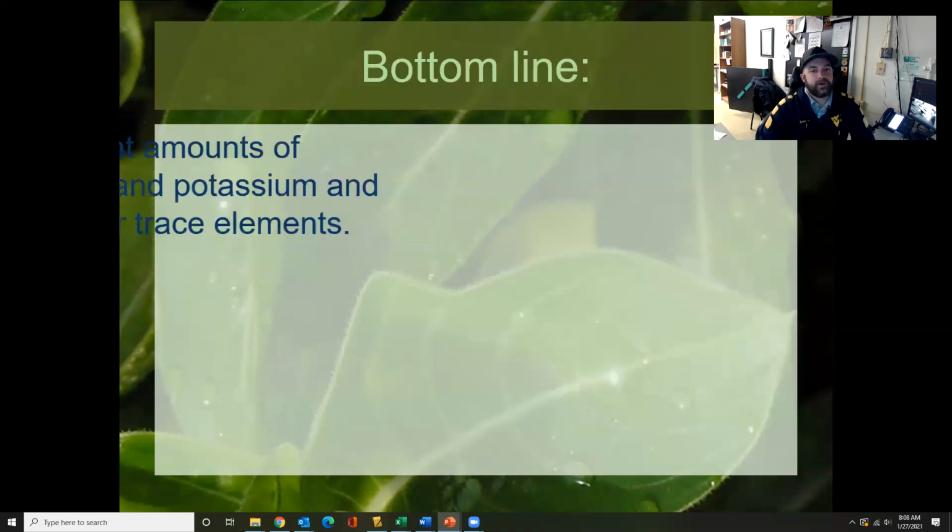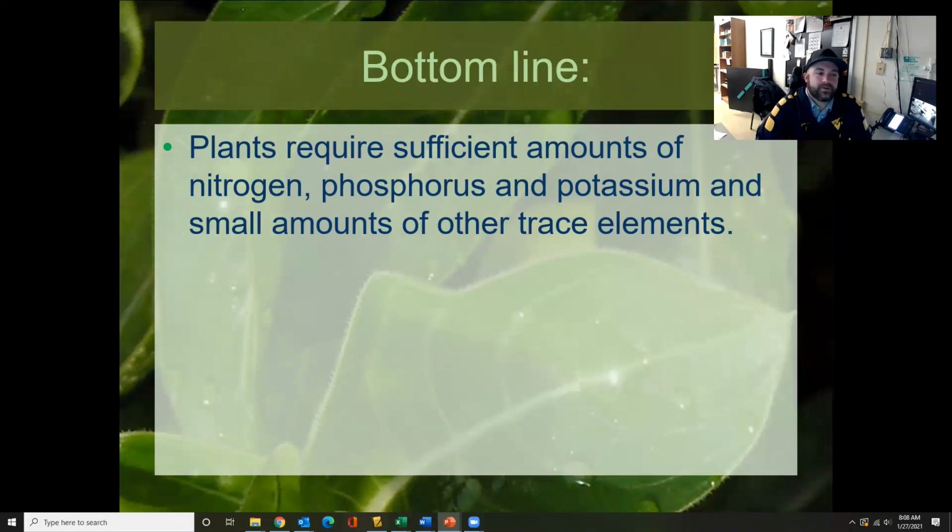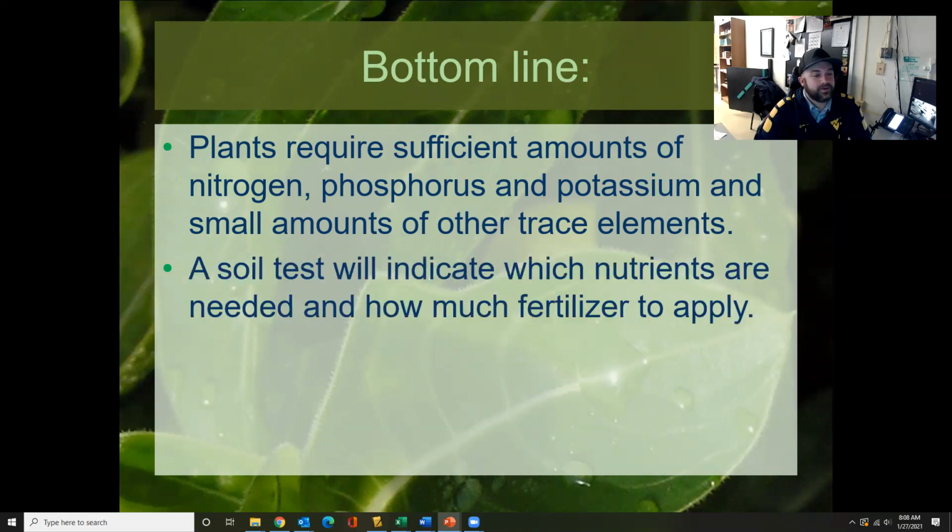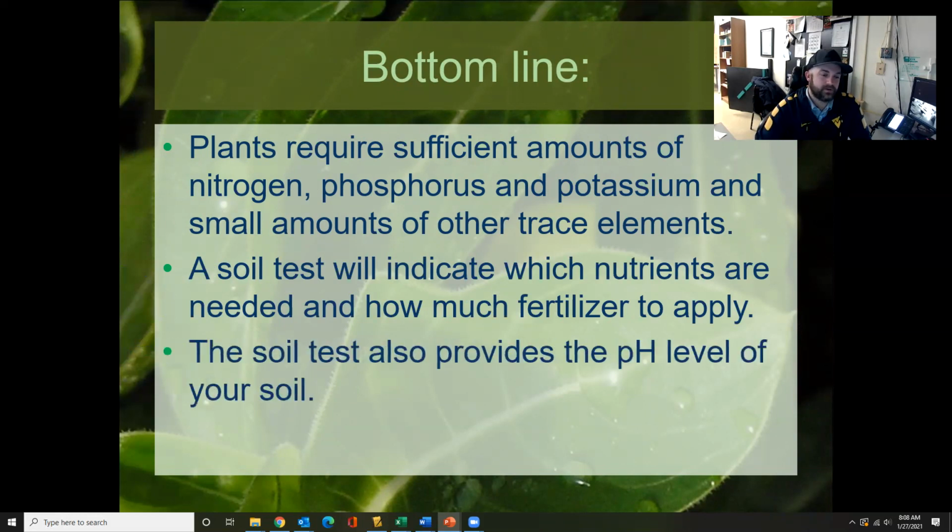Our bottom line here, plants require sufficient amounts of nitrogen, phosphorus, and potassium, and small amounts of other trace elements. A soil test will indicate which nutrients are needed and how much fertilizer to apply. And the soil test also provides the pH level of your soil.